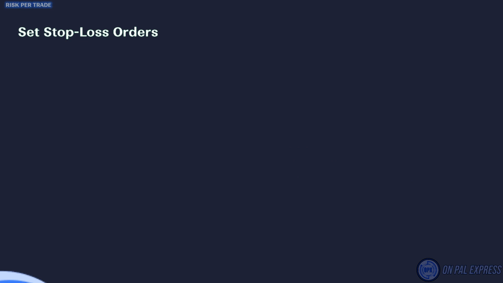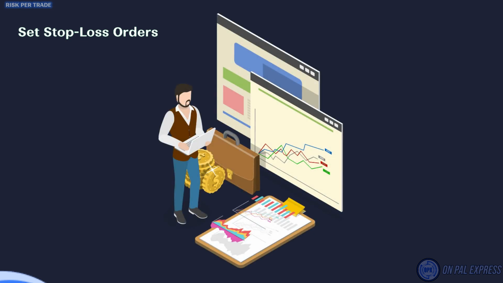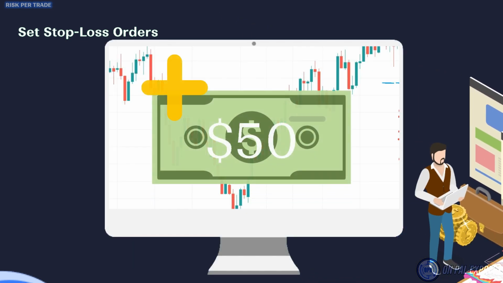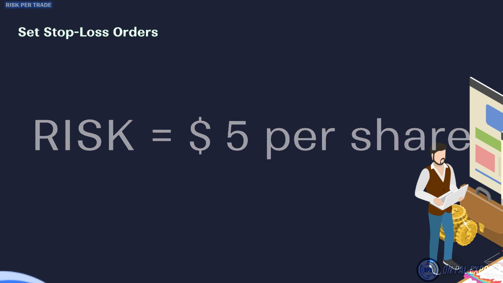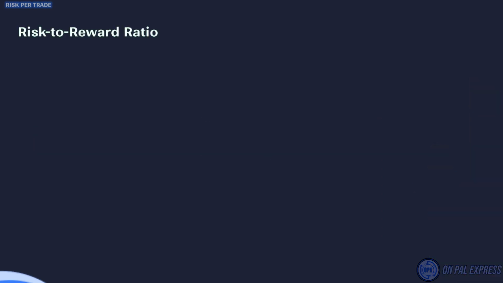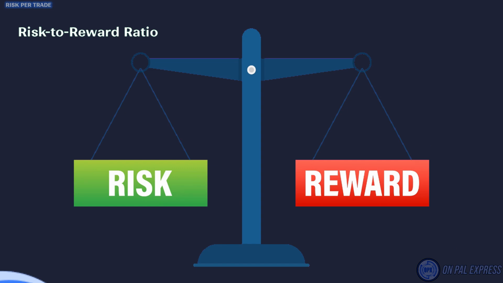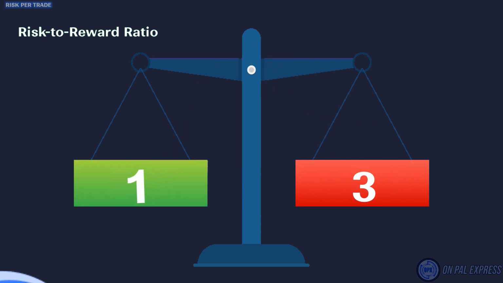Set stop-loss orders. For example, if you buy a stock at $50 and set a stop-loss order at $45, your risk is $5 per share. Risk to reward ratio. This is a measure of the potential reward of a trade compared to its potential risk. A common risk to reward ratio is 1:3, meaning for every dollar risked, you aim for $3 in profit.